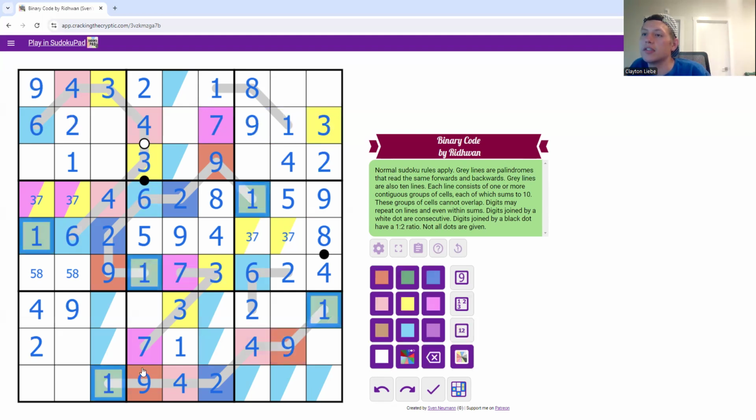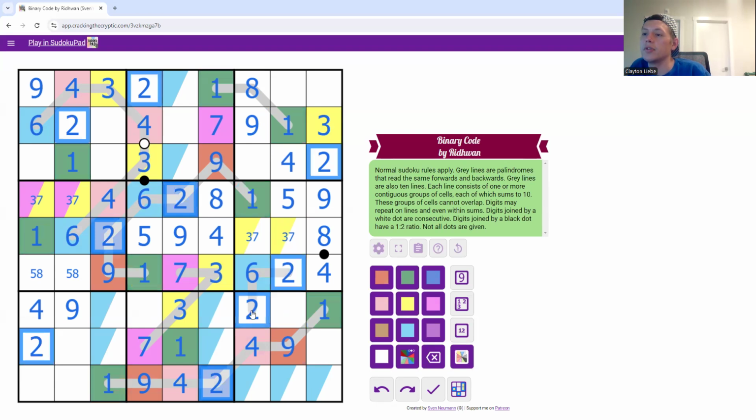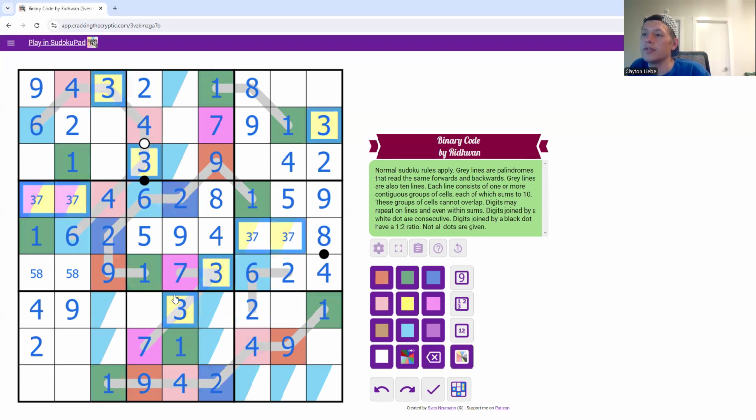Let's look at the 1s again, because now we've cleared up some things. 1, 2, 3, 4, 5, 6, 7, 8, 9. Oh, the ones are done. I just don't have them all colored. Let's just color them for simplicity's sake, so we can see it a little easier. All the ones are done. What about twos? 1, 2, 3, 4, 5, 6, 7, 8, 9. The twos are done. Threes.